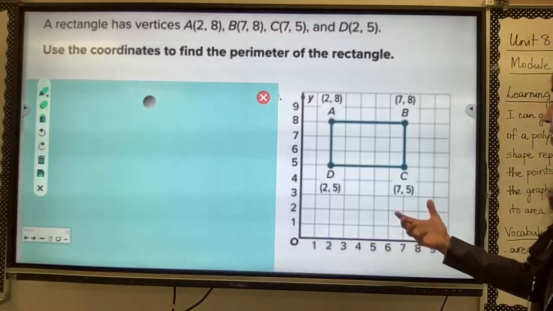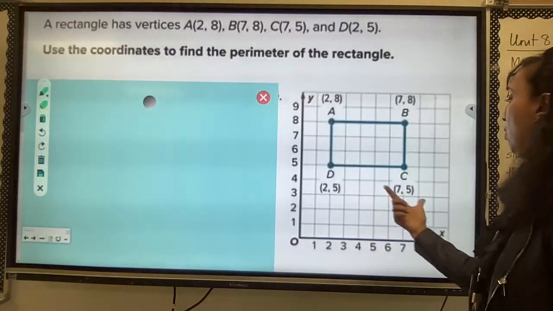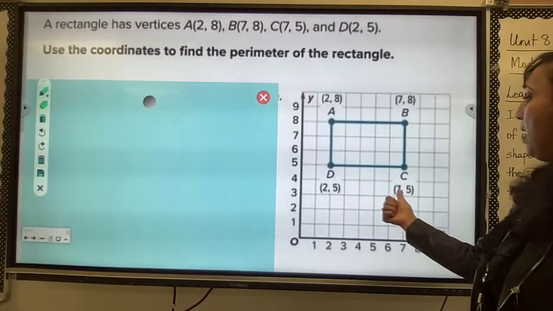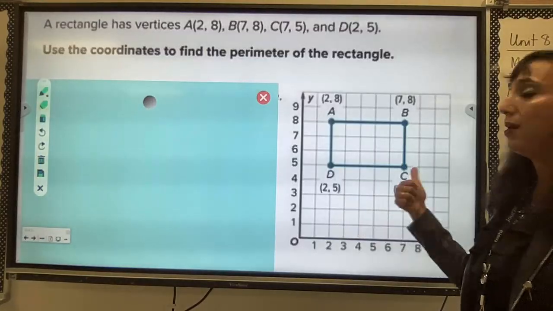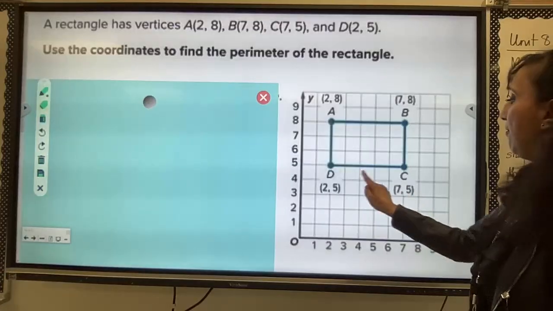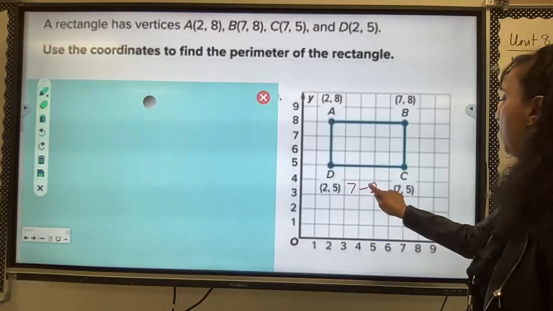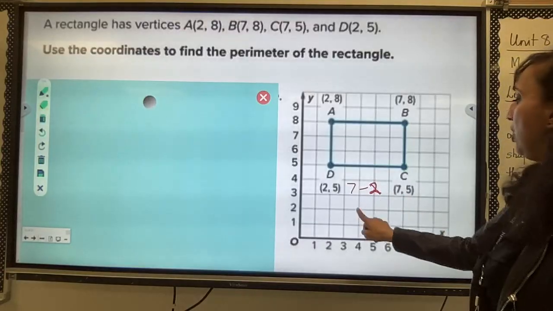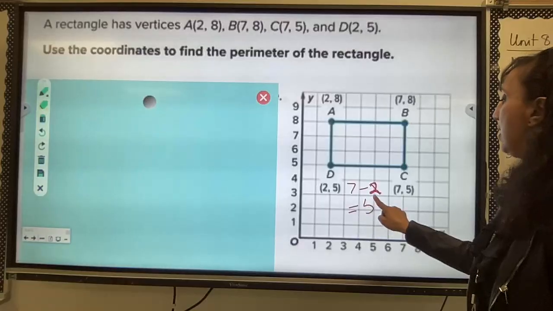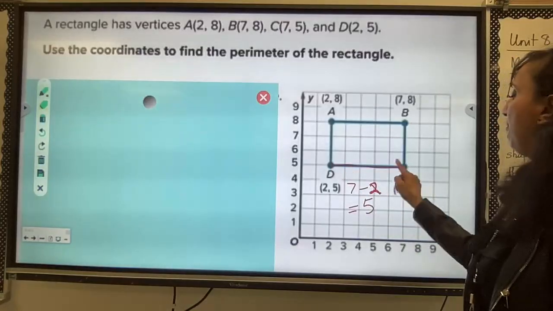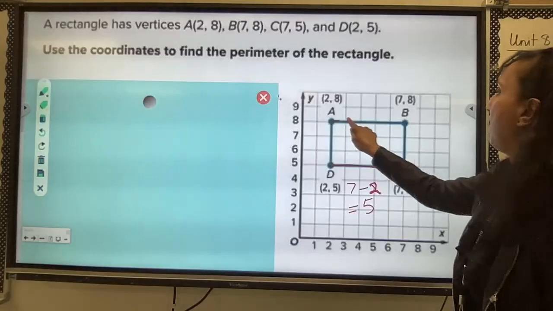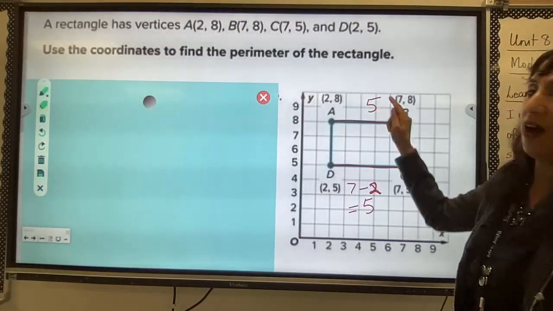If I was using distance, I'm looking at the horizontal distance. Remember, my y coordinates will be the same and my x will be different. It will be 7 minus 2. And what is 7 minus 2? Absolute value of 7 minus absolute value of 2, because I'm finding distance. And this much is going to be 5. If this is 5, I know this is also 5.